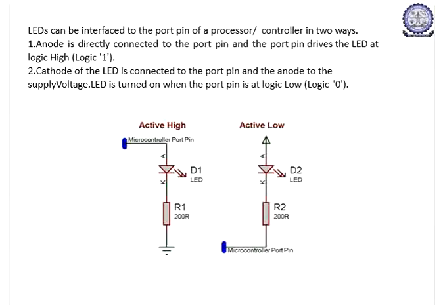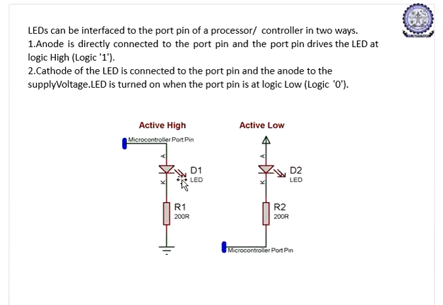Now we will look into how many ways an LED can be connected. By seeing the diagram, we can identify very easily. There are two ways: once it is glowing, we call it active high, and the other is active low, where the LED glows whenever a low input is given.